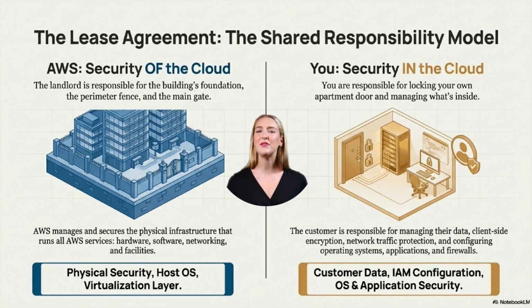AWS is responsible for security of the cloud. This includes the building's physical foundation, the perimeter fence, and the main gate. Technically, this translates to the physical infrastructure, hardware, and the software, such as the host OS and virtualization layer, that runs AWS services. The customer is responsible for security in the cloud.